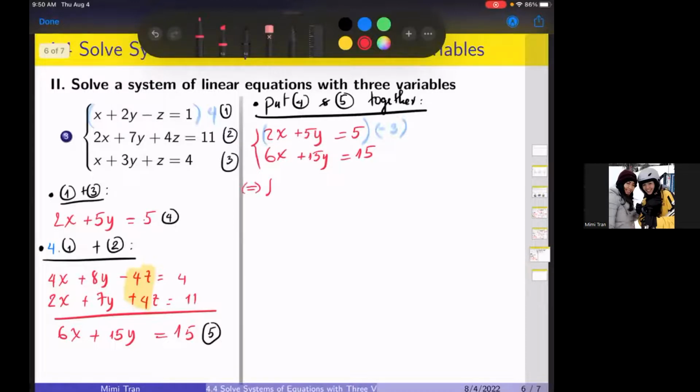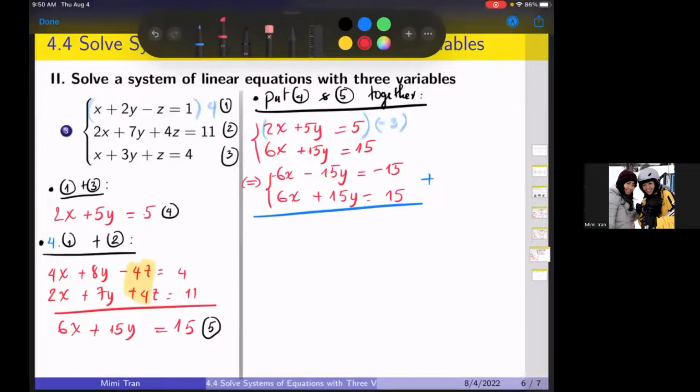So far, so good. Okay. Just the same procedure. See what happened here. So I got -6x minus 15y equal -15. Rewrite the second one, 6x plus 15y equal 15. And when you add, what happened? Look, everything cancels.